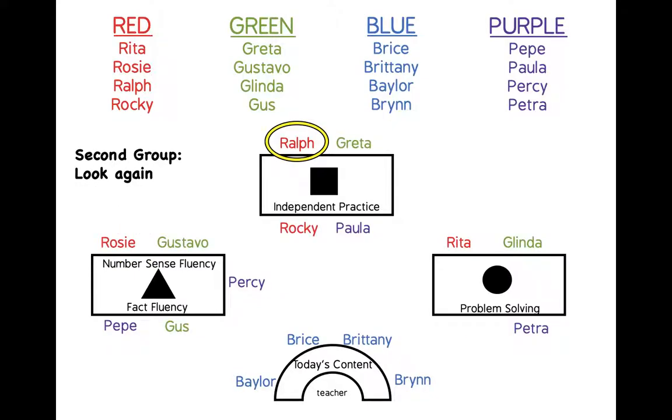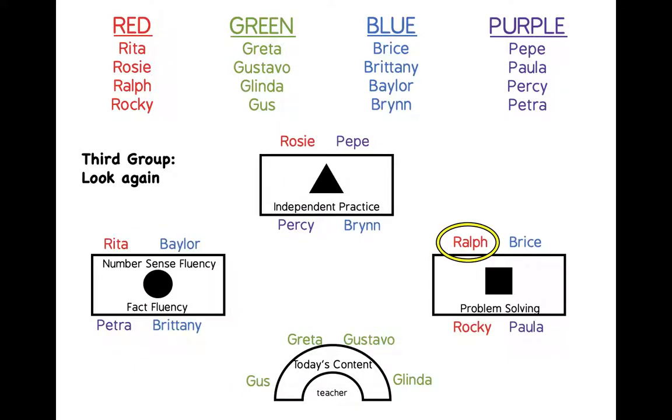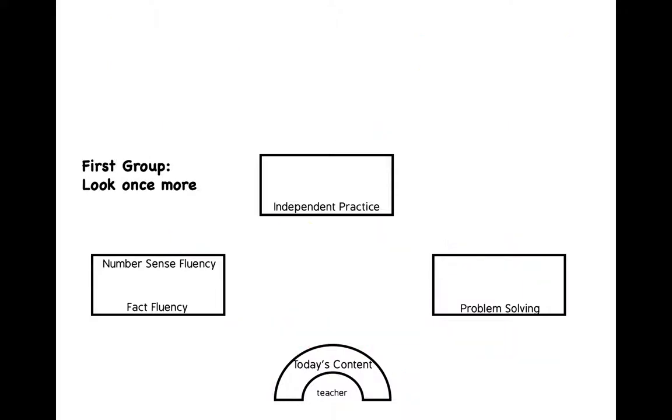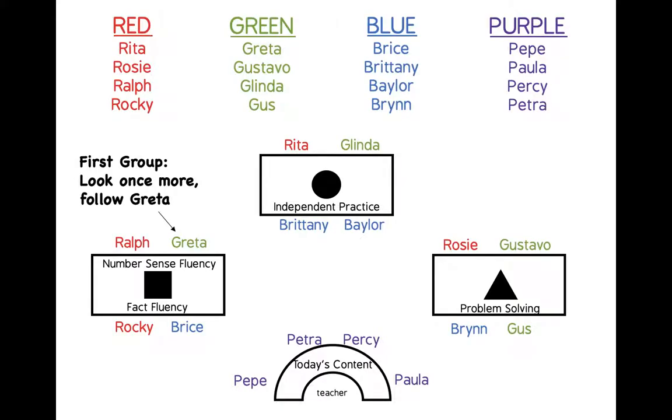Ralph, in the second grouping, moves to independent practice with Greta, Rocky, and Paula. In the third grouping, Ralph moves with the squares, Bryce, Rocky, and Paula. And in the fourth grouping, Ralph meets with the teacher. Ralph has just moved around the room in a circle, clockwise, and that just happens to be because he's the red group. So let's look at it once more, this time following Greta.